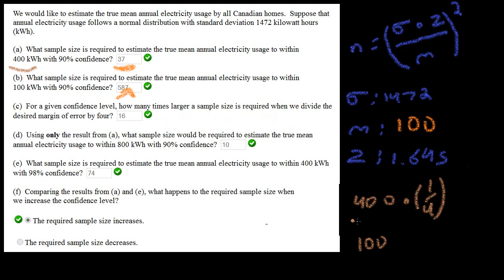Now, whenever we reduce a margin of error by some factor, in this case it's going to be 4, the factor you're going to be multiplying the sample size by to get the new required sample size is just going to be the factor that you reduced it by squared.